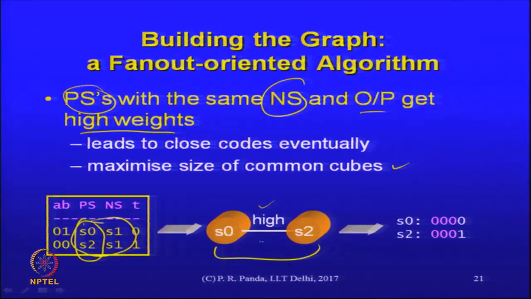So, if I have something like this, if this situation arises from the state table that I started off with, then maybe in the later stage I choose an encoding like this, where there is a large common part in the encodings I select for S0 and S2.